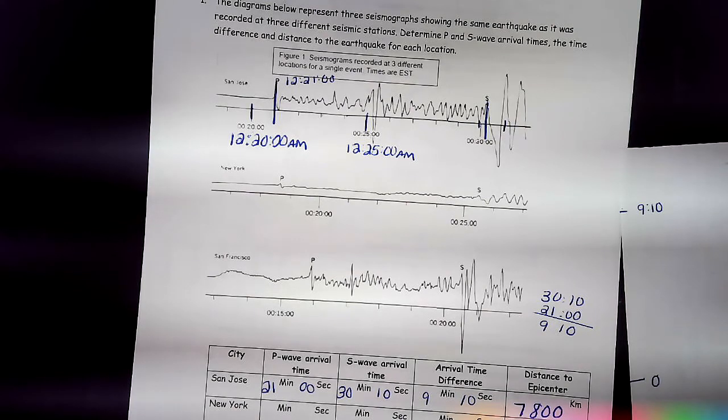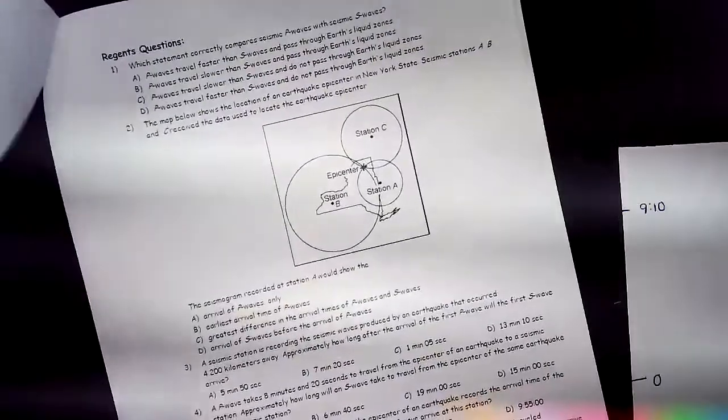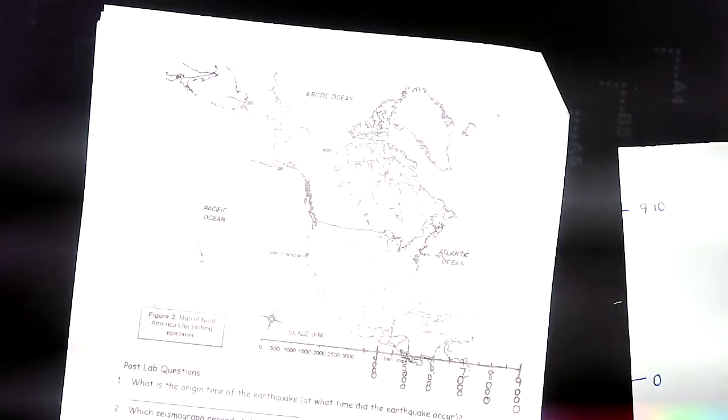So now we know the earthquake is 7,800 kilometers from San Jose. But that could be 7,800 this way, or that way, or that way. So if you remember back to when we did this, that means you have to draw a circle around San Jose with a radius of 7,800.